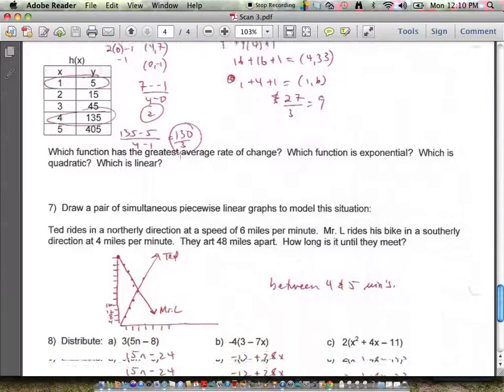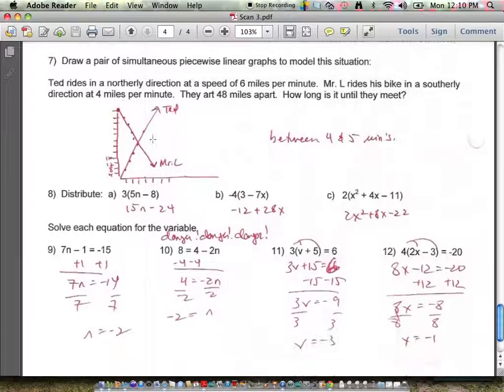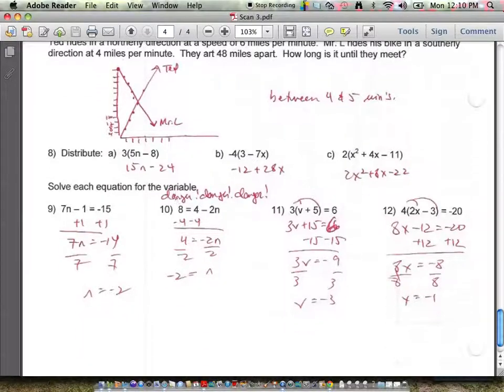And last but not least, the graphs, they'll cross somewhere between 4 and 5 minutes. Okay? That's how I would set my graph up. And there is distributing and there is equations. Any question on distributing or equations? Distributing and equations are big stuff from the other day. That's very important. We're good?